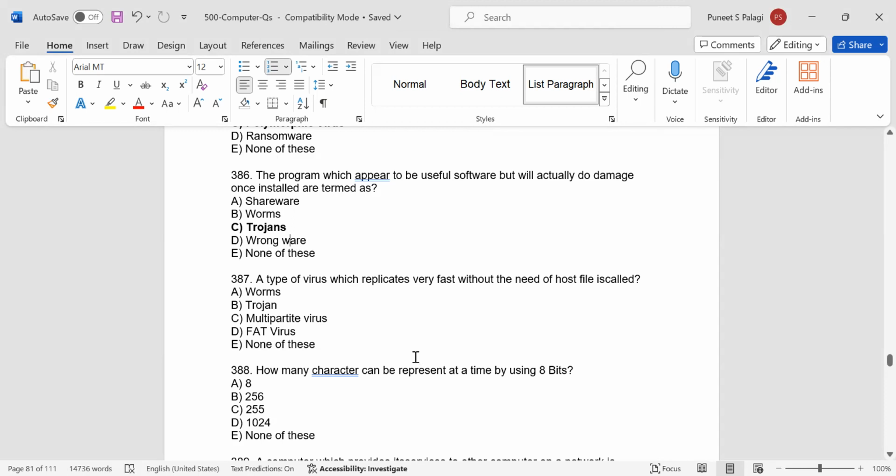A type of virus which replicates very fast without the need of a host file is called worms, Trojan, multipartite virus, boot virus. It is worm.